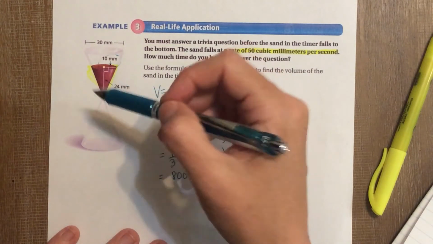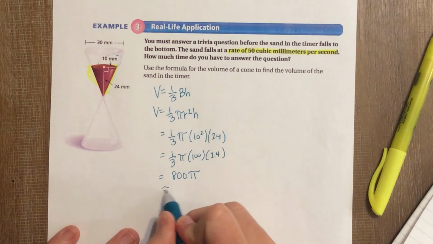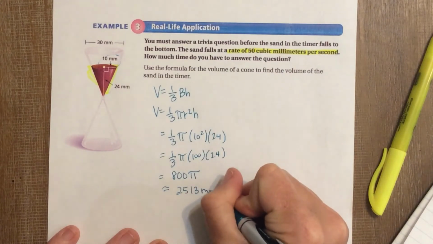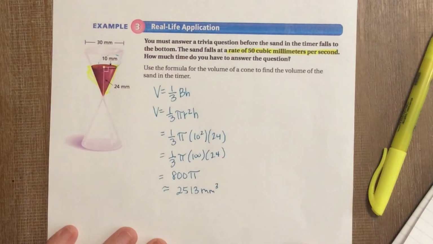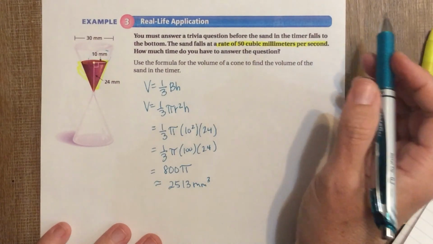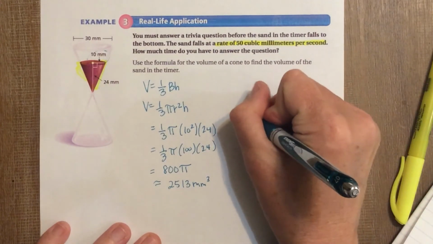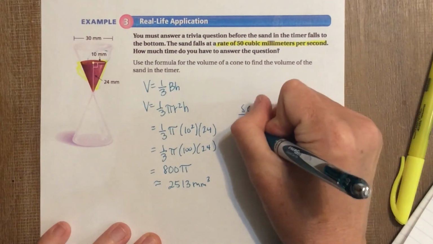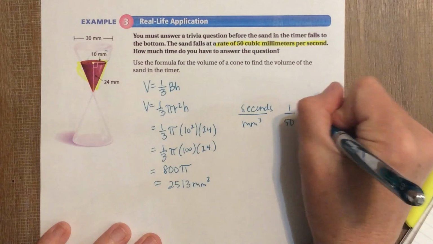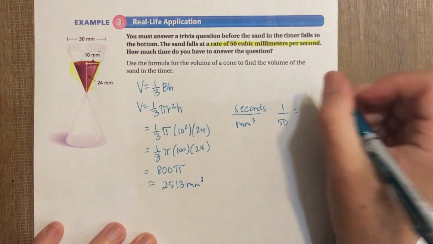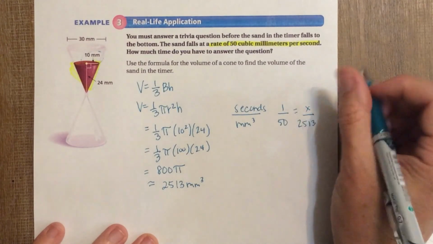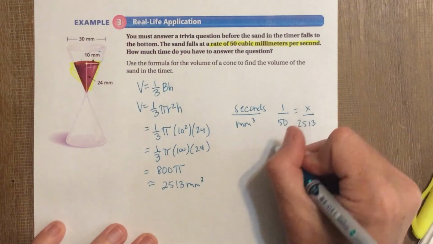And this is the volume of the sand in the timer. When we multiply this by our pi button, you get about 2,513 millimeters cubed. So that is how much sand is in your timer. Now, we know that the sand falls at a rate of 50 cubic millimeters per second. So we have our 2 units: seconds over cubic millimeters. It's 1 second in 50 cubic millimeters, and then for our sand, how many seconds in the 2,513 cubic millimeters.